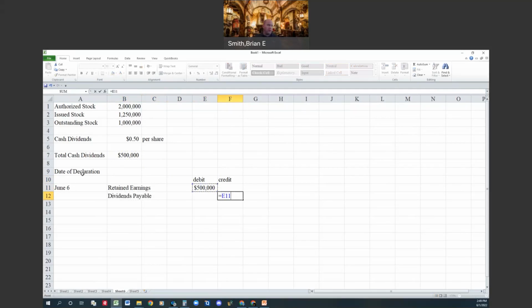Could be cash dividends payable. There's a whole myriad of different things you could call it. It's no big deal. The book may want to call it something specific. Whatever the book says it is, just do that, and that's fine. So that's our date of declaration.